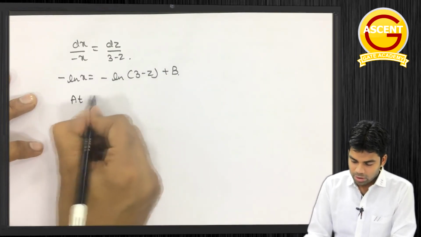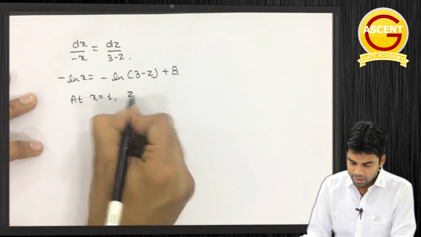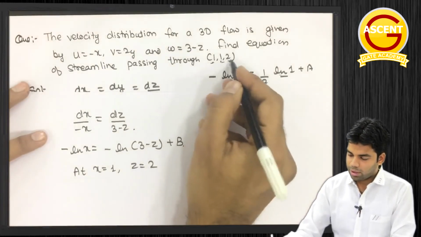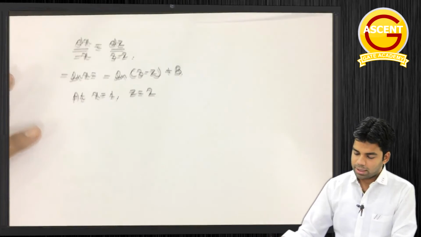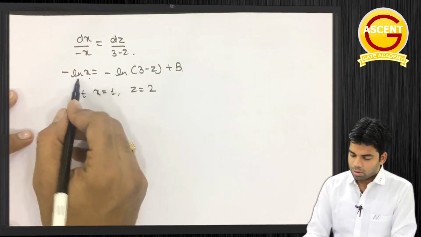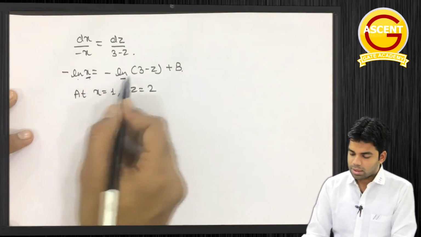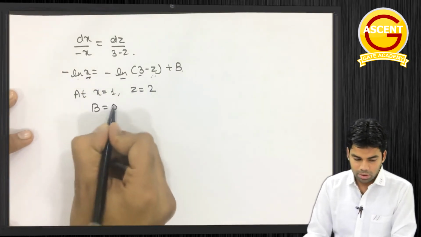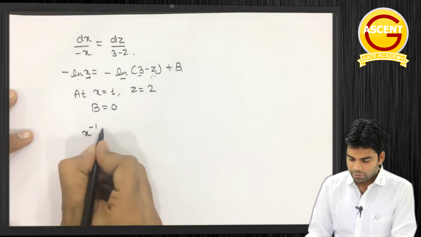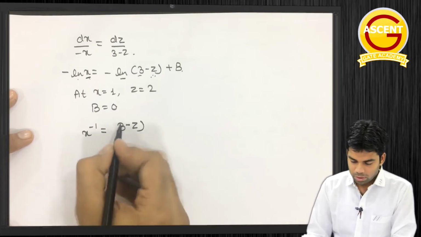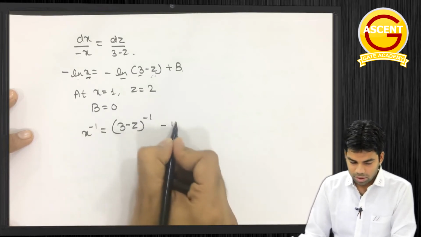Now at x is equal to 1 and z is equal to 2, the coordinates given are 1, 1, 2. So at x is equal to 1 and z is equal to 2, what will we get? Again this will be equal to ln of 1, which is 0, and ln of 3 minus 2, which is 1, which is again 0, so this b will be equal to 0. And we will get x inverse is equal to (3 minus z) to the power of minus 1. This is equation number 2.